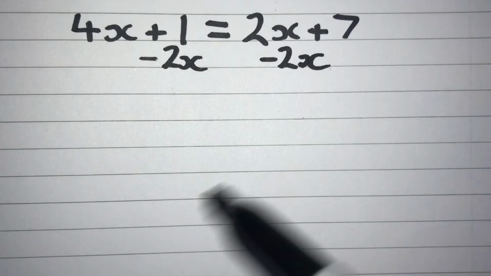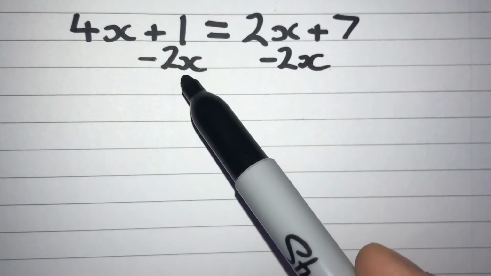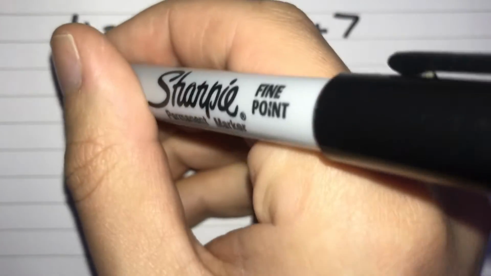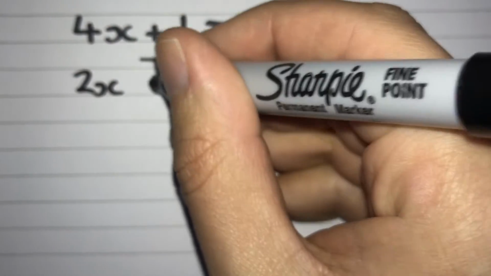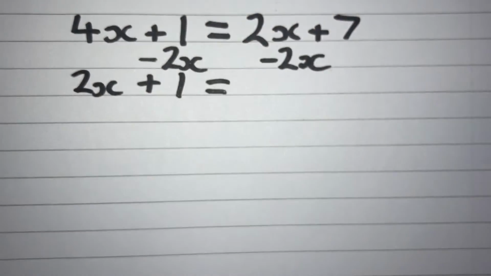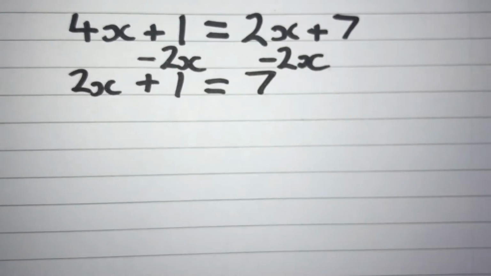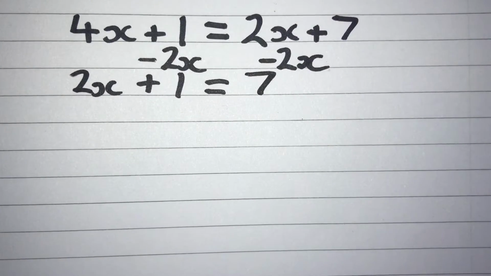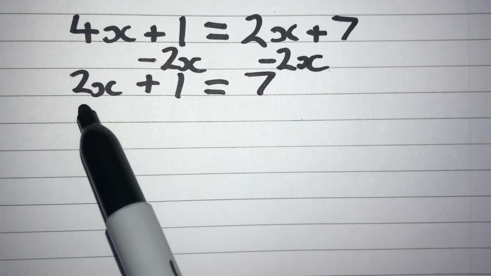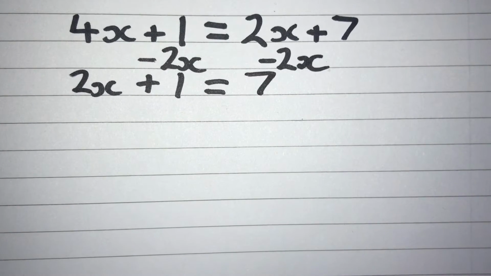Now on the left-hand side, we started with 4x. We've subtracted 2x, so we have 2x left. And we still have this plus 1. And on the right-hand side, we've got rid of this 2x, so we're still just left with the 7. Now we've got a two-step equation. So whatever x is here, if we multiplied it by 2 and added 1, we get an answer of 7.